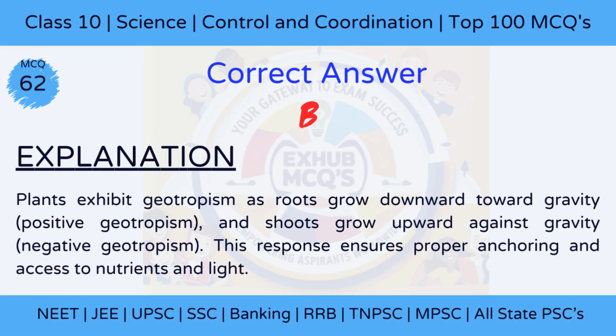The correct answer is option B, by geotropism. Explanation. Plants exhibit geotropism as roots grow downward toward gravity, positive geotropism, and shoots grow upward against gravity, negative geotropism. This response ensures proper anchoring and access to nutrients and light.